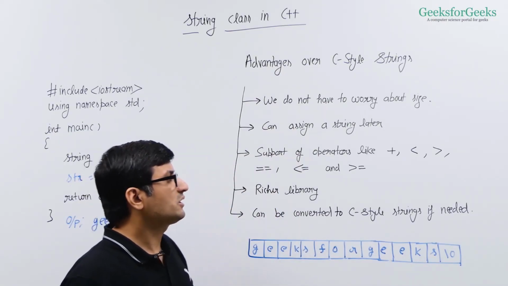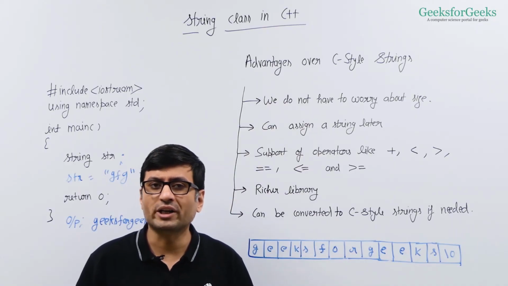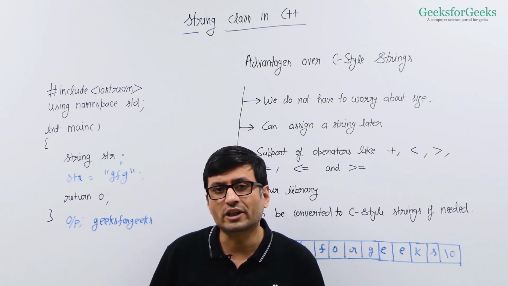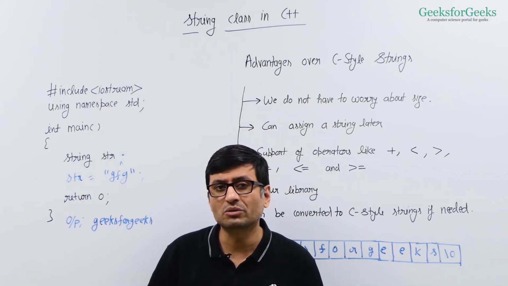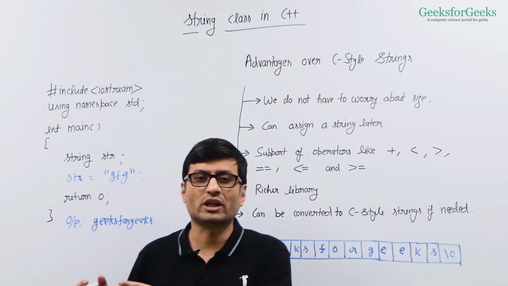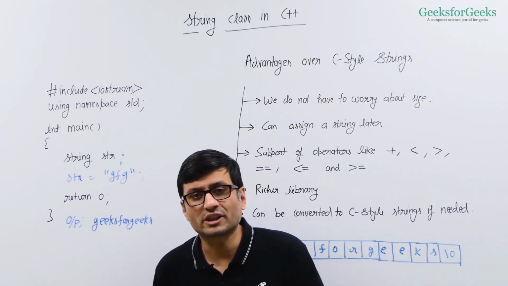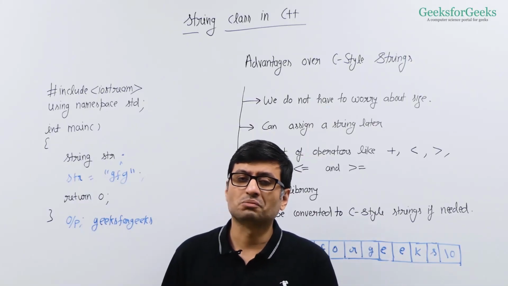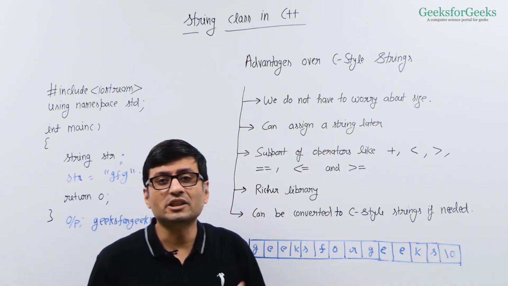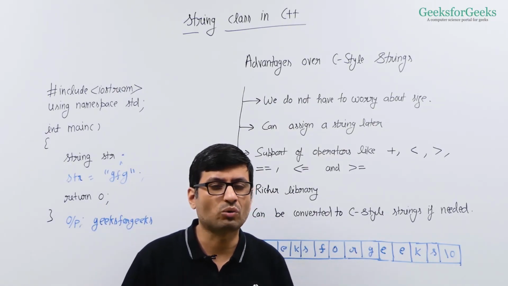The other advantage is it supports operators like plus. Plus is used for appending a character or appending another string at the end of it. Smaller than, greater than, smaller than equal to, greater than equal to. These operators compare two strings, whether one string is lexicographically greater than the other string or lexicographically smaller, or two strings have the same content. So these functions are very handy and very useful. Remember, in C style strings, we had to use that function strcmp. That is not required here.